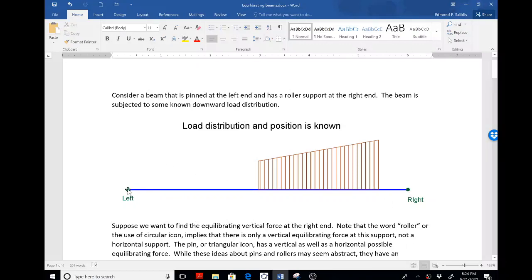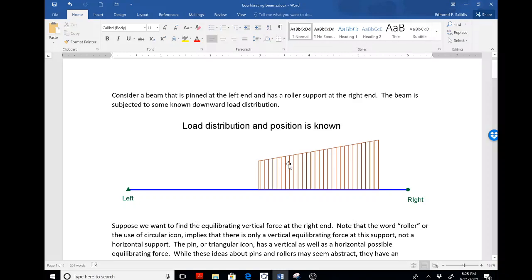What the pin means is that it is restrained from vertical movement up or down, and it is restrained from horizontal movement left and right. What the roller support means is that it's restrained from movement up and down, but it is free to roll, and that's why we call it a roller, on the surface that it's resting. So we don't see it here, but there's a horizontal surface.